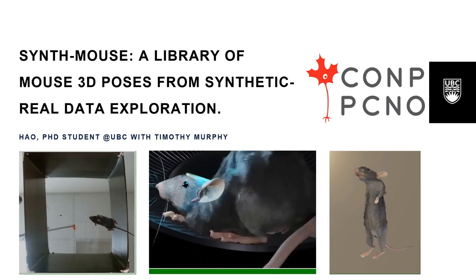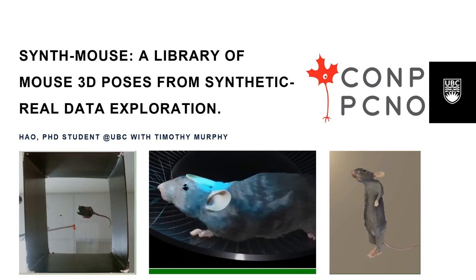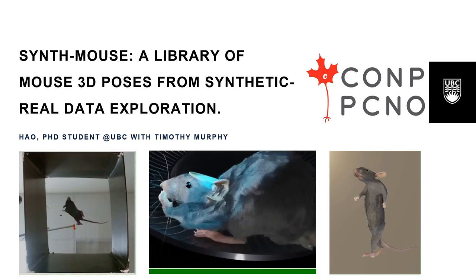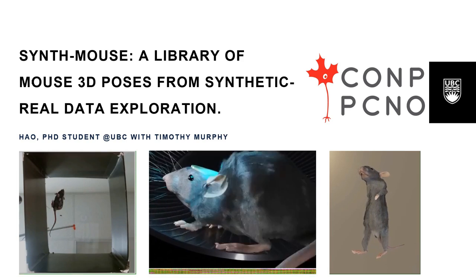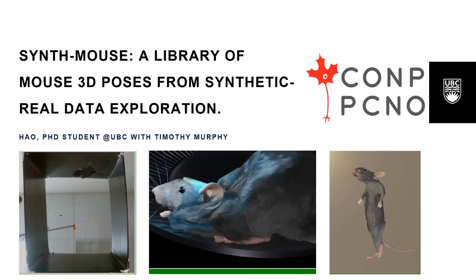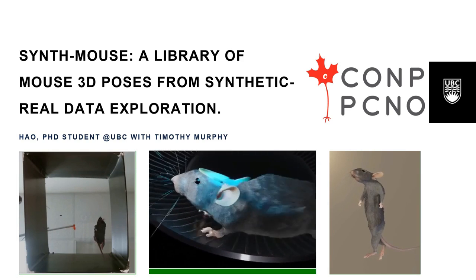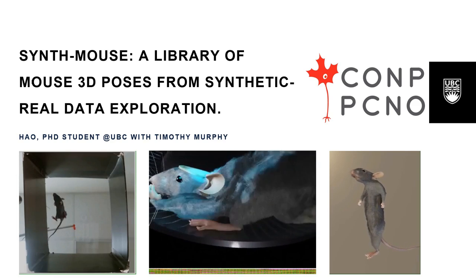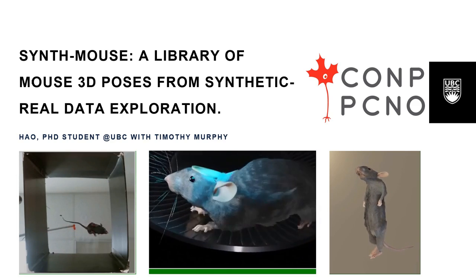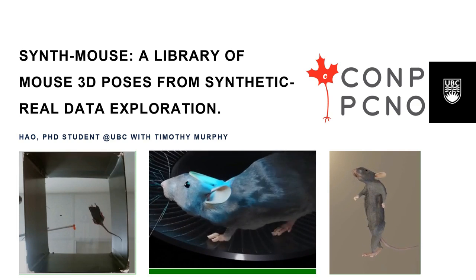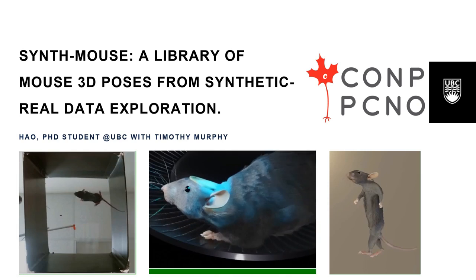My topic is synthetic mouse, a library of mouse 3D pose from synthetic real data exploration. To show what the synthetic data is and how powerful it is, I put some examples here. The synthetic data can be realistic, like the freely moving and running wheel experiment. Those are very common in neuroscience experiments. It also can be unnatural, like the walking one, which we generated by applying motion capture data from human to our synthetic mouse model.